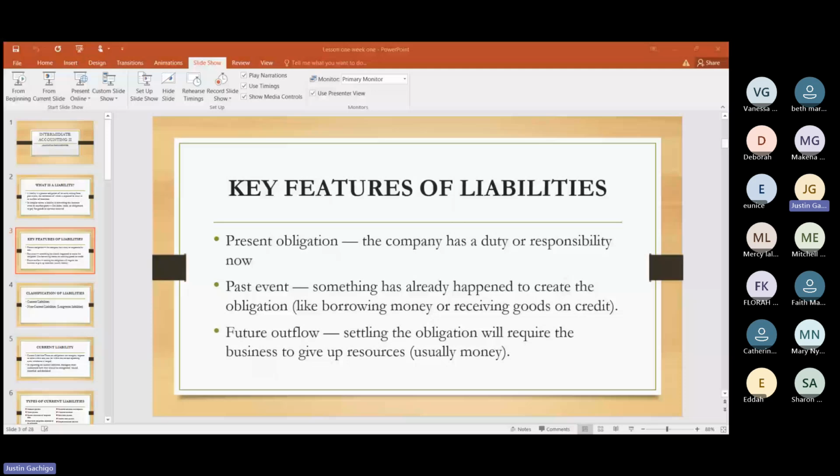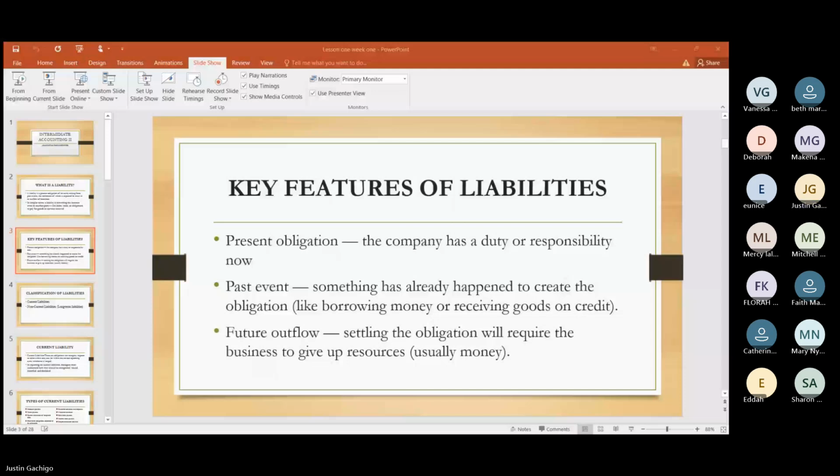So these are the key features that we have talked about. The first one is the present obligation, that the company has a duty or responsibility to pay now. The past event, something did happen in the past. What happened in the past? It created a liability. You borrowed money or you received goods on credit. Future outflow means there is a need for you to settle that particular obligation. So there will be an outflow of resources, and these resources are basically money because we no longer have barter trade.